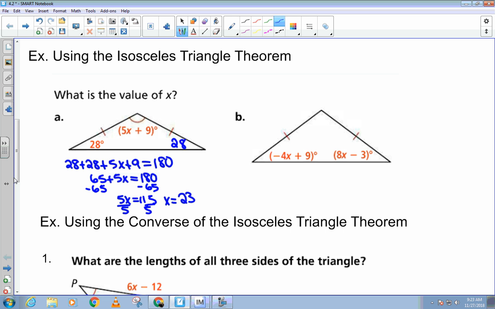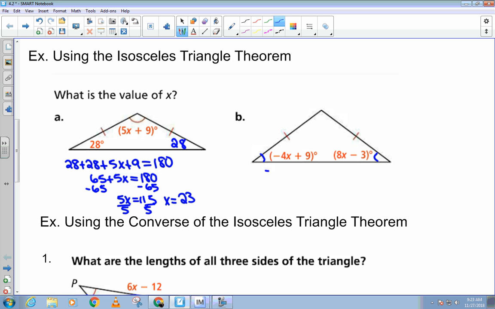Alright, look at the next problem. What kind of triangle is this? It's isosceles, right? So the 2 legs are congruent. What can we conclude from that? That the base angles are equal. So these 2 angles down here are equal, right? So to figure out x, I'm going to set them equal to each other.